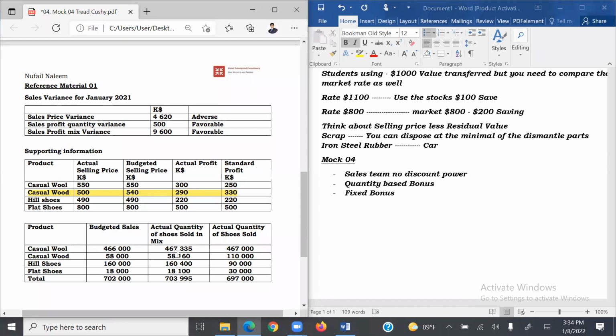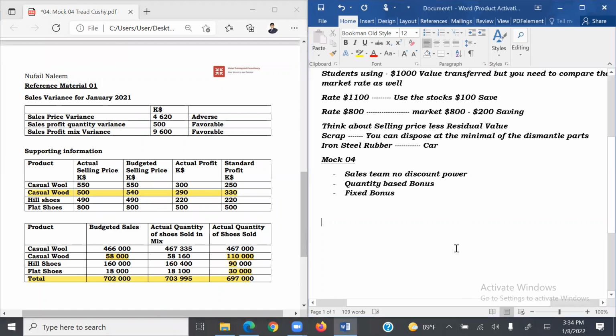And even if you observe, students, the budgeted sales unit is 466. But actually, you have sold more than what you have budgeted. Here 58, here 110. You see here, casual wood has gone to 110. You expected to sell 58,000, but the increment is very high. And then the heel shoes, if you observe again, you expected 160, but only 90,000. The flat shoe 18, but here you have gone to 300,000 as well. So students, now let's come into the application.